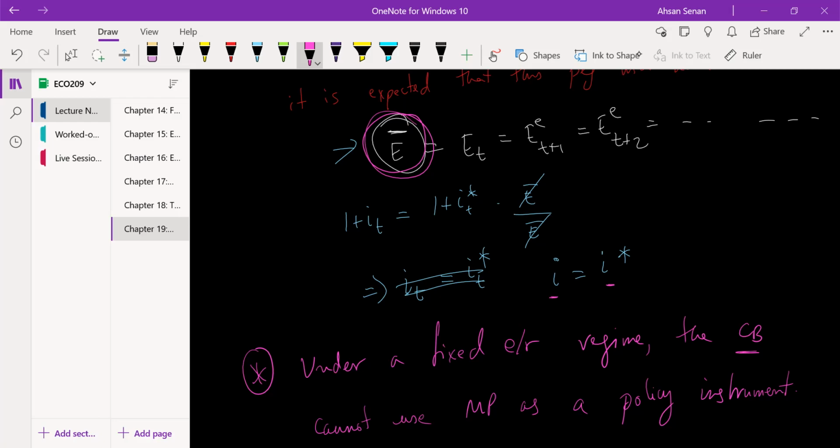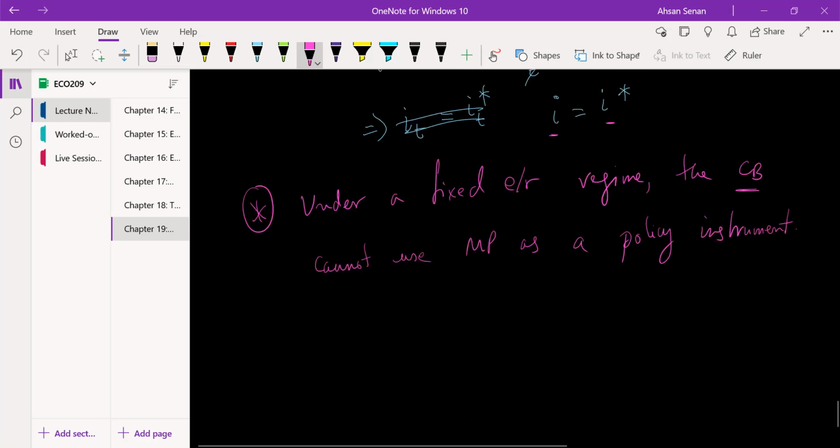What would happen if they don't adjust? Suppose the interest rate in the, let me write down the equation.